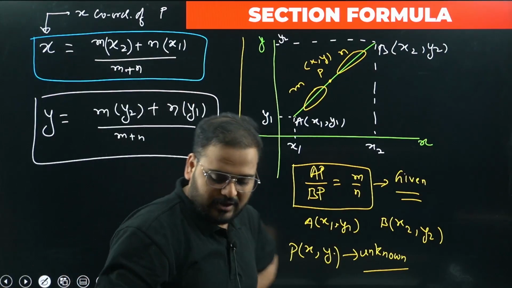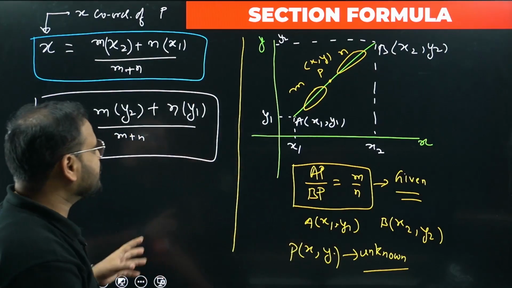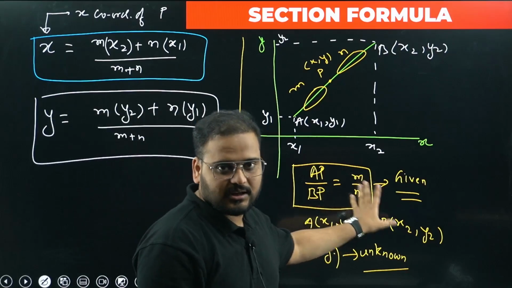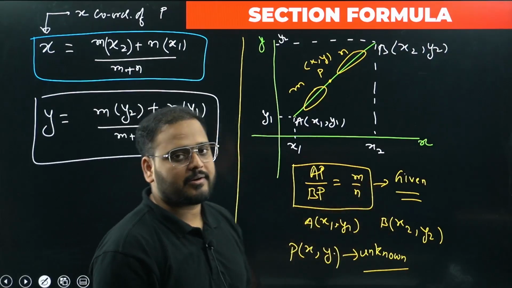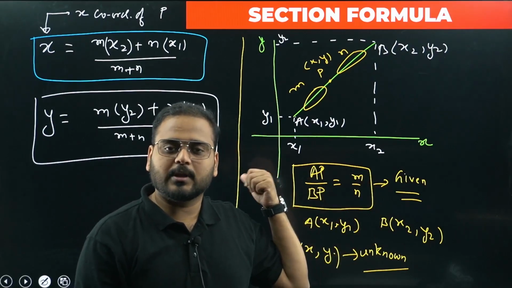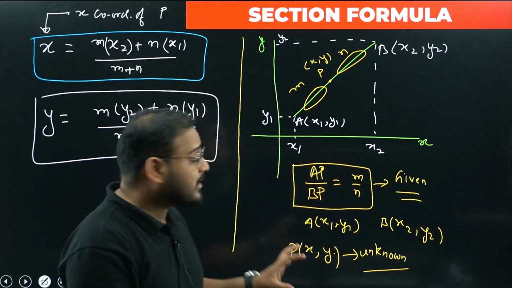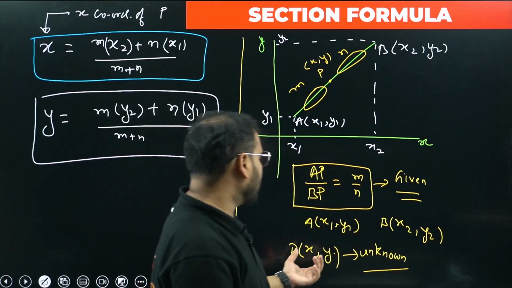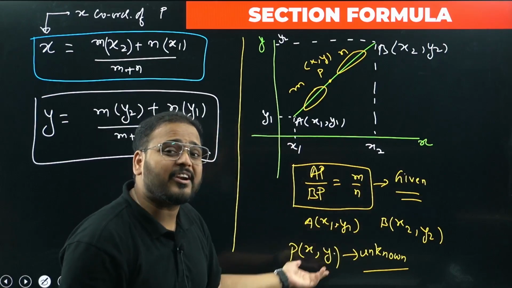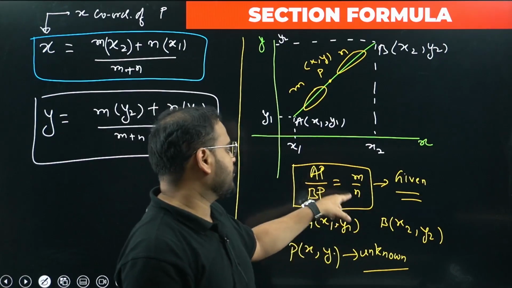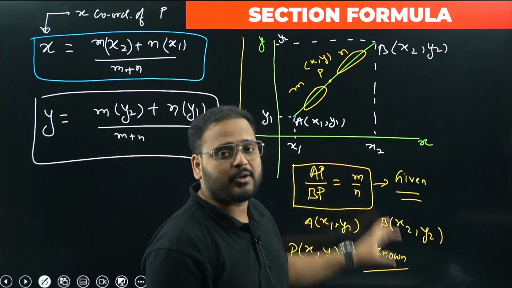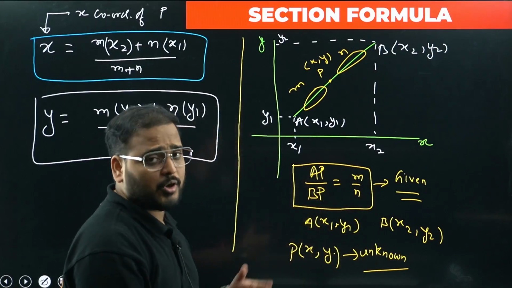Now I want to give you one hint. Sometimes they'll give you the ratio and ask you to find the coordinate, and we can find that using the formula, no problem. But sometimes they'll give you the coordinates of the point and ask you the ratio. That means the ratio will be unknown. Then you can take m and n and solve, no problem.